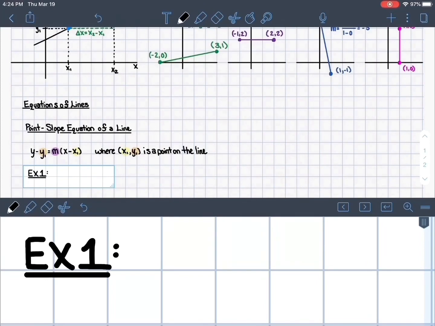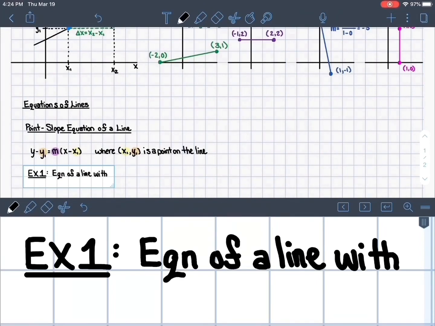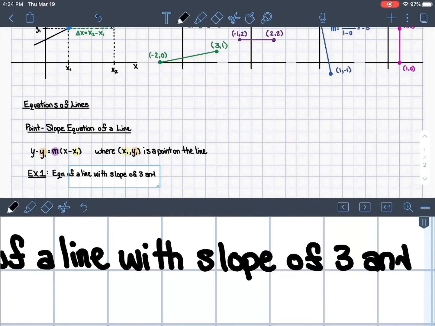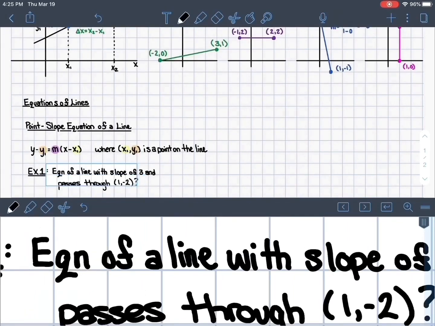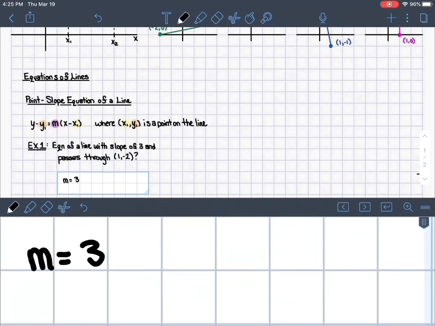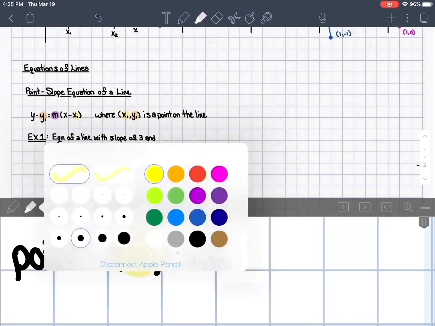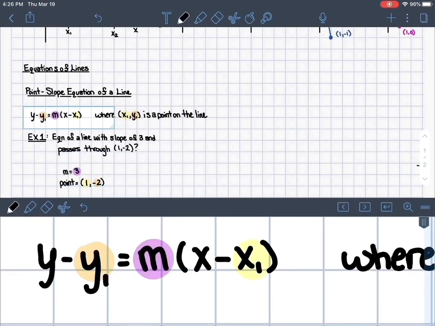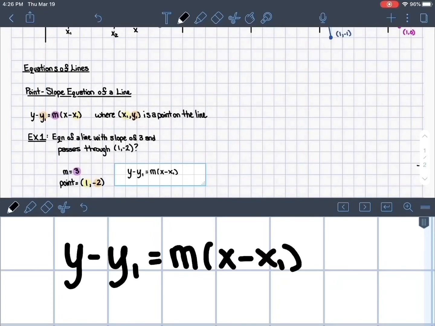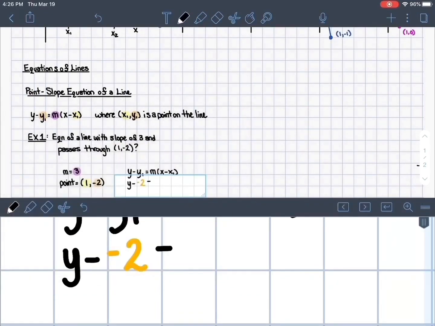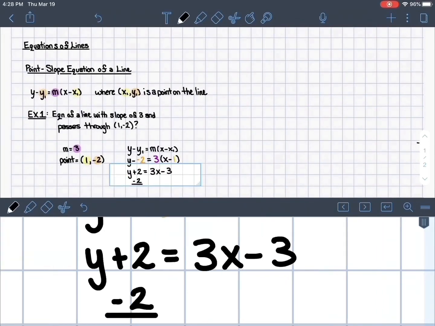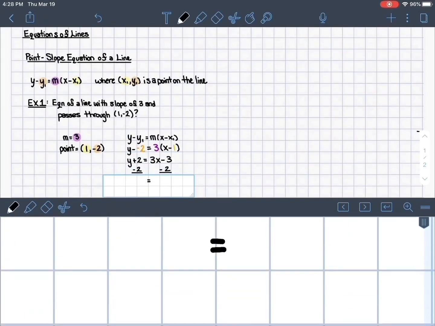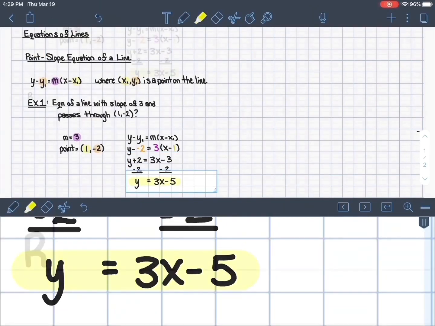Let's do an example. We're going to find the equation of the line that has a slope of 3 and passes through the point 1, -2. We'll note the slope is 3, and then we'll write down our point-slope formula. When filling in your formula, you should note that it is y minus the y-coordinate. The y-coordinate is -2, so it's going to be y minus a -2. That'll end up being y plus 2. And we'll solve for y to get our final answer.